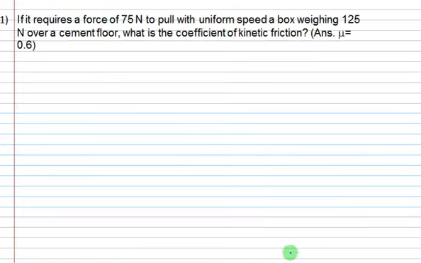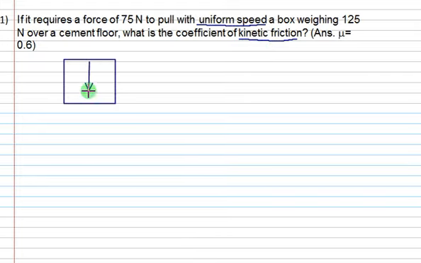To maintain the uniform speed, then you always get the value of what? Kinetic friction. A block, the weight of the block is 125. Normal reaction is the same as 125. External force is 75. The block is in motion.